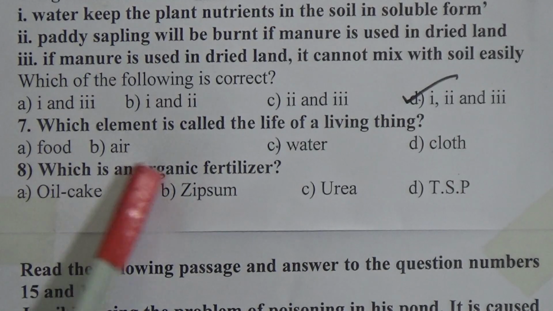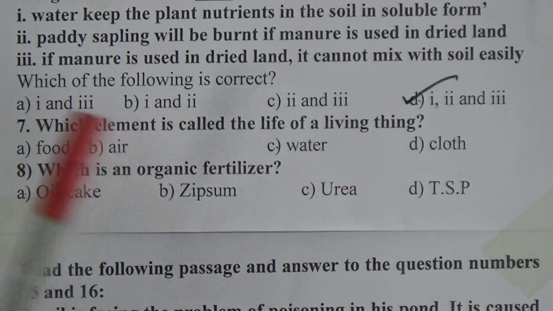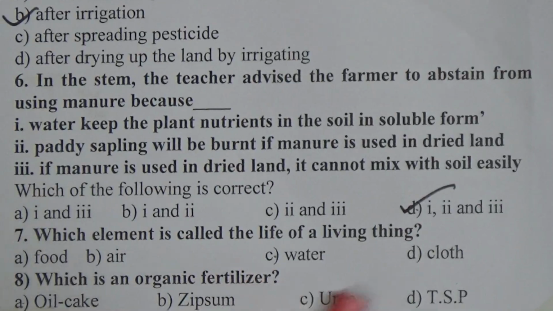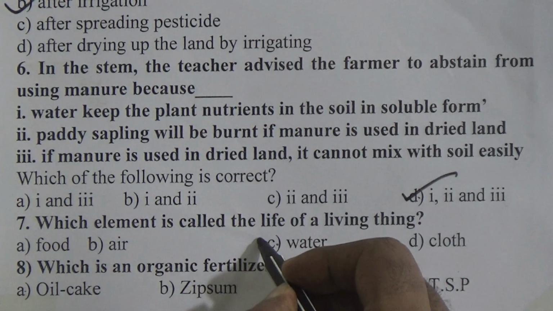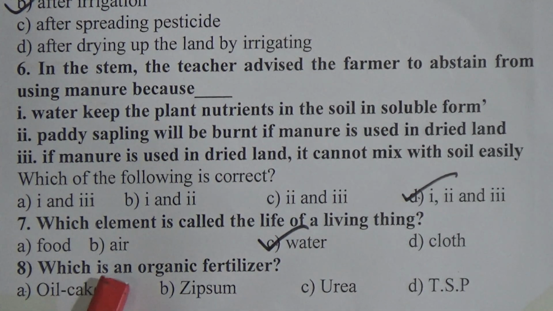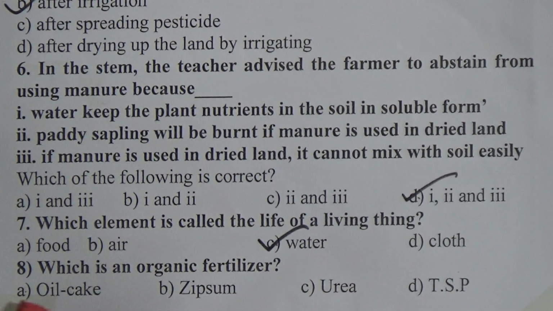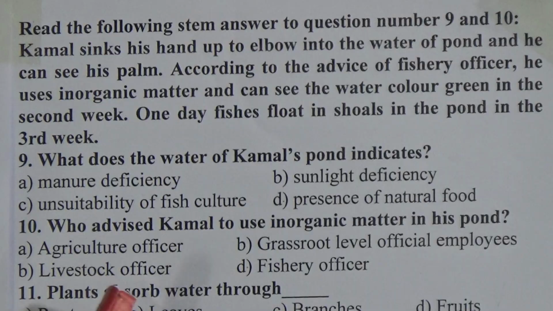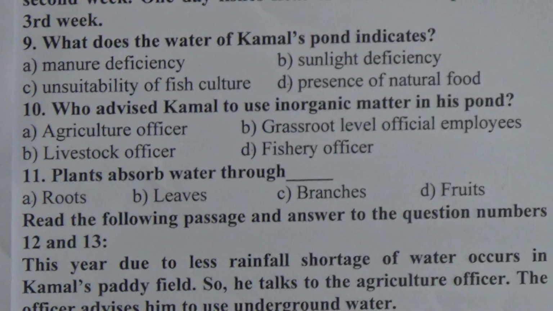Next, which element is called the life of living things? We all know. Look at the options: A. food, B. air, C. water and D. cloth. The life of living beings is water. Which is an organic fertilizer? Oil cake, gypsum, urea, TSP. These are all chemical fertilizers except oil cake. Only oil cake is an organic fertilizer. Now to go from number 9, we will go to the next page. So look here, we have got up to 8.